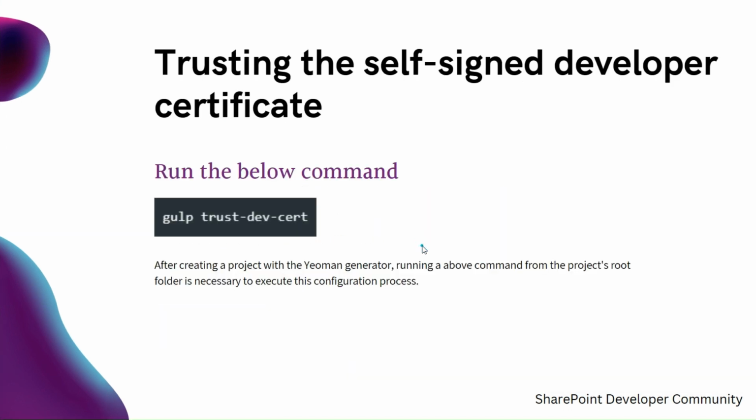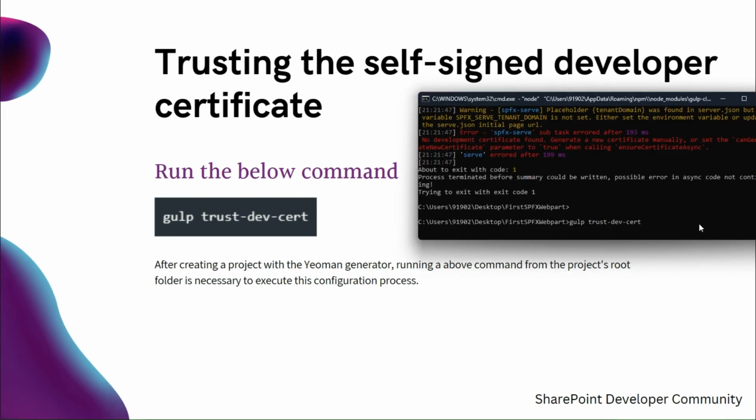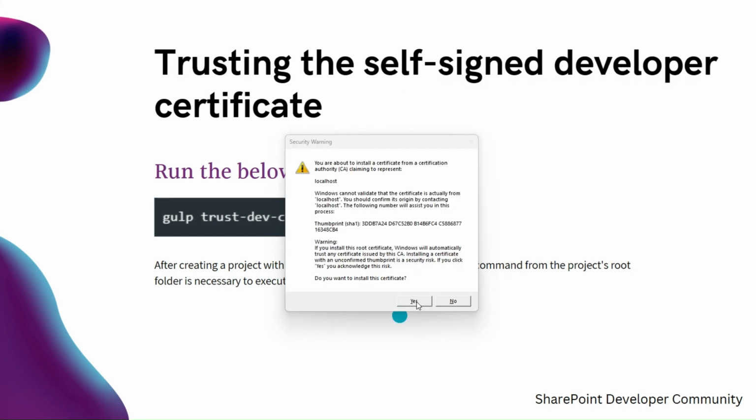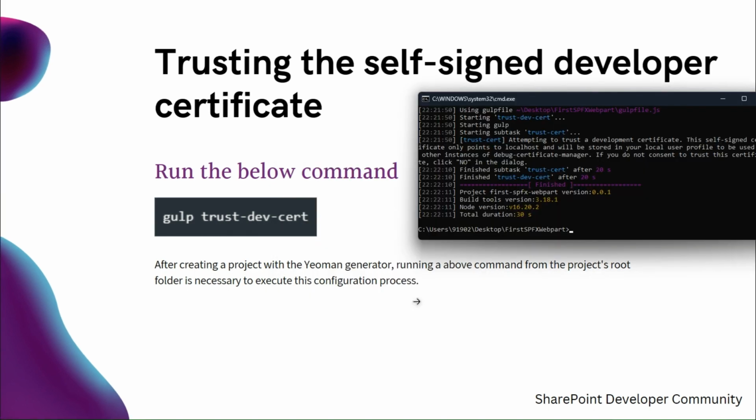When using the SharePoint framework's local web server for testing custom solutions, it defaults to HTTPS with a self-signed SSL certificate. Developers must manually configure their environment to trust this certificate. A gulp task is provided in each project for this purpose, and developers can choose to configure it during project creation or later. After creating a project with the Yeoman generator, running a specific command from the project's root folder is necessary to execute this configuration process. Now the command has been executed successfully.